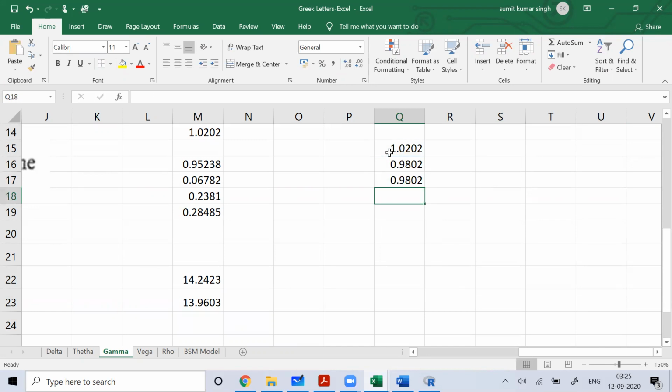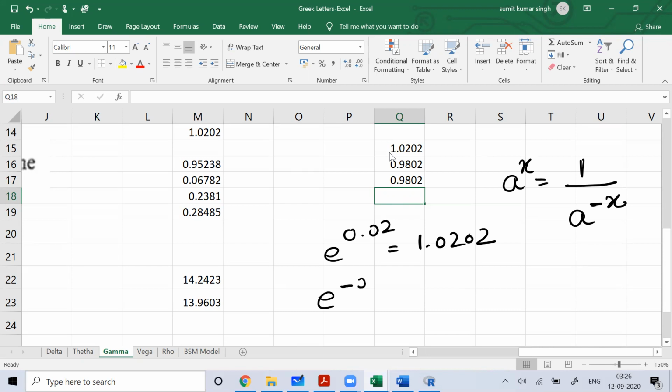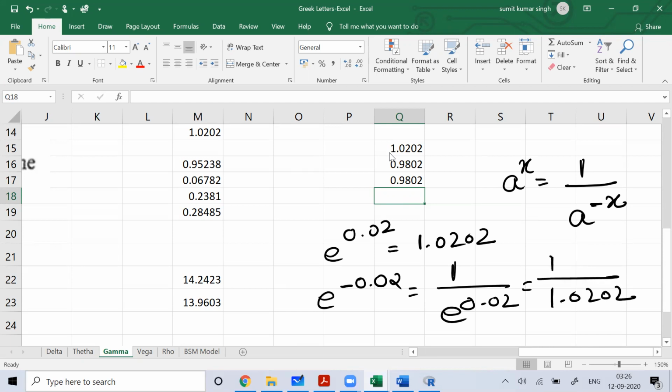Basic maths, if you're good with basic maths, I hope everyone can understand this. Powers and all, if you understand basic powers, a to the power x is nothing but 1 divided by a to the power minus x. So the same thing. You don't have to worry on that part. If in the exam they give e to the power 0.02 is 1.0202, and I want e to the power minus 0.02, that is nothing but 1 divided by e to the power 0.02, that is 1 divided by 1.0202, and your work will be done.